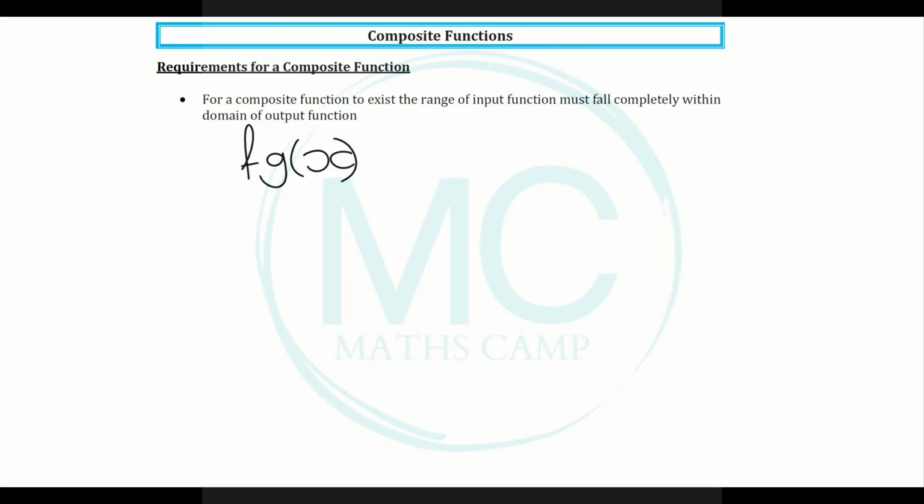So in your exam, if your question asks why a composite function cannot be formed, we simply say the range of the input function must fall completely within the domain of the output function. Also remember that if a question tells you that something is a composite function, you do not need to check.